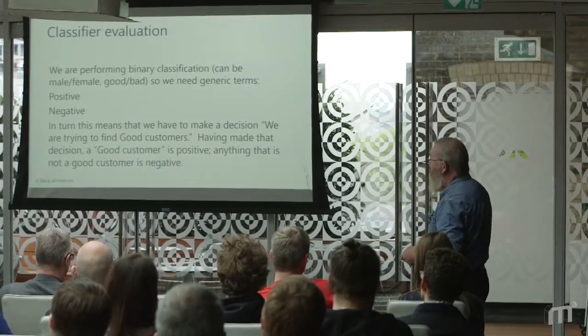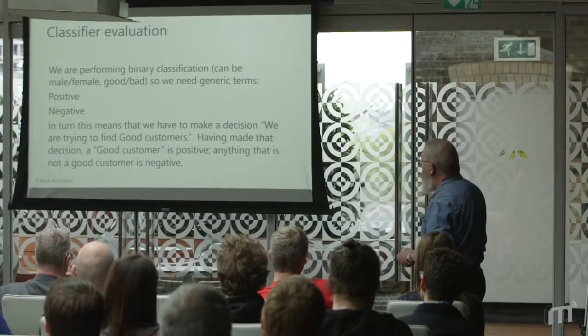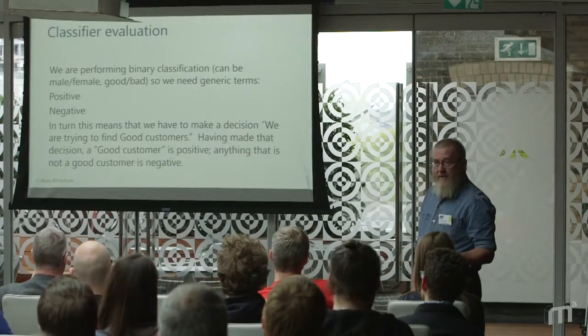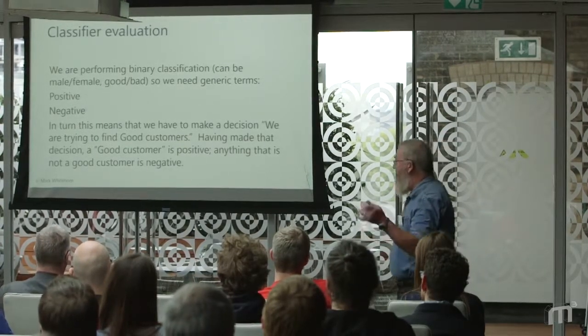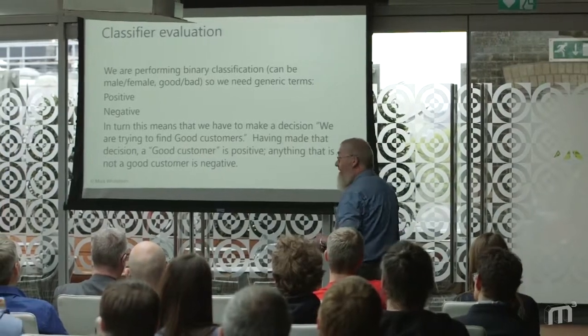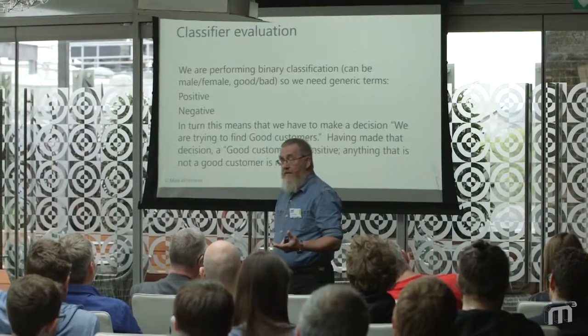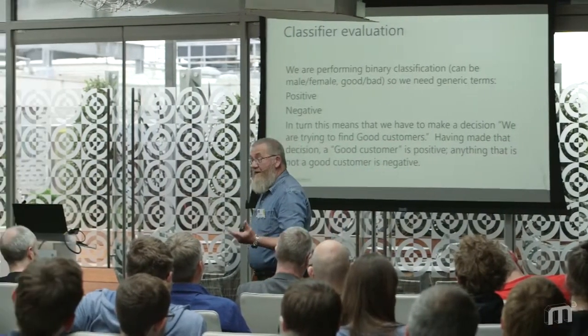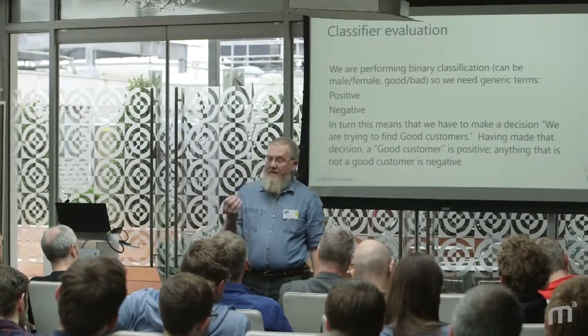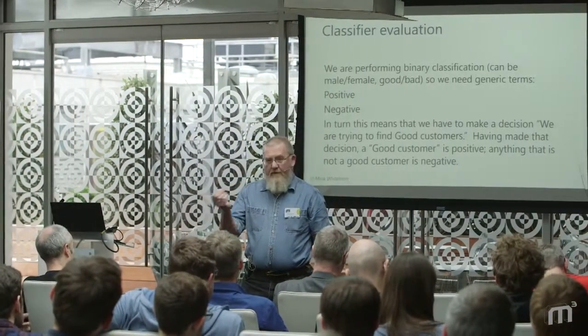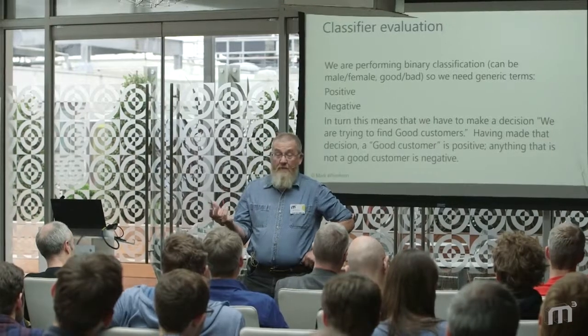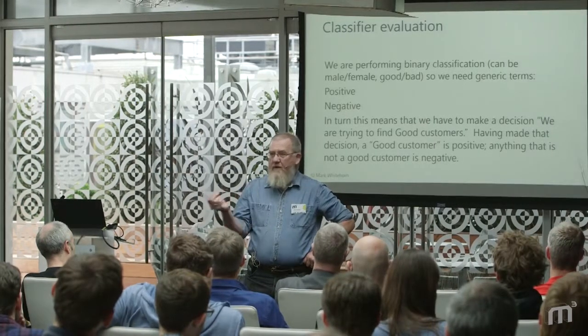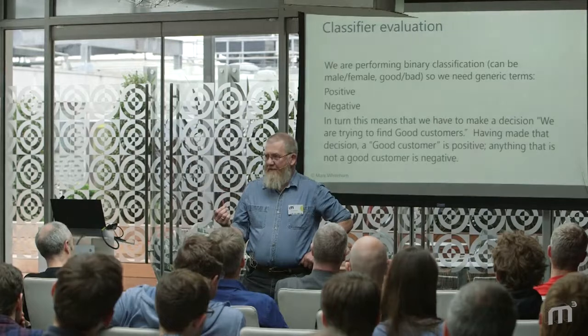So we're going to be doing binary classification, as discussed. We need generic terms to discuss that. They can be male, female, good, bad. The terms that are often used are simply positive and negative. What you have to do is decide, okay, we're going to decide whether this is fraudulent or non-fraudulent. You have to decide completely arbitrarily which one's going to be positive and which one's going to be negative.